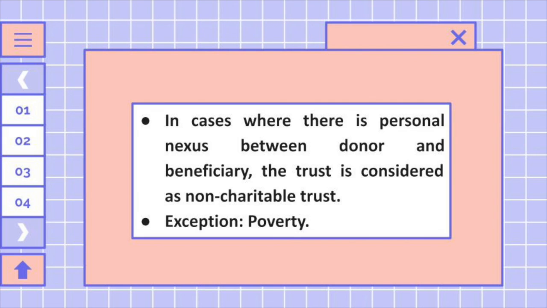In conclusion, in cases where there is personal nexus between donor and beneficiary, the trust is considered as non-charitable trust except for the case of poverty.